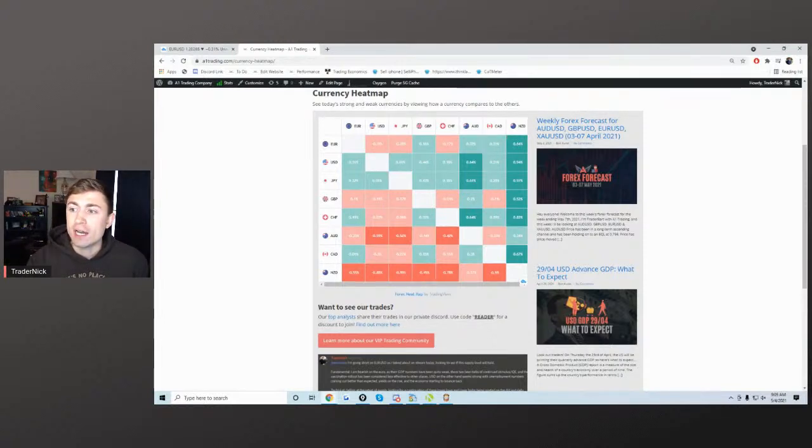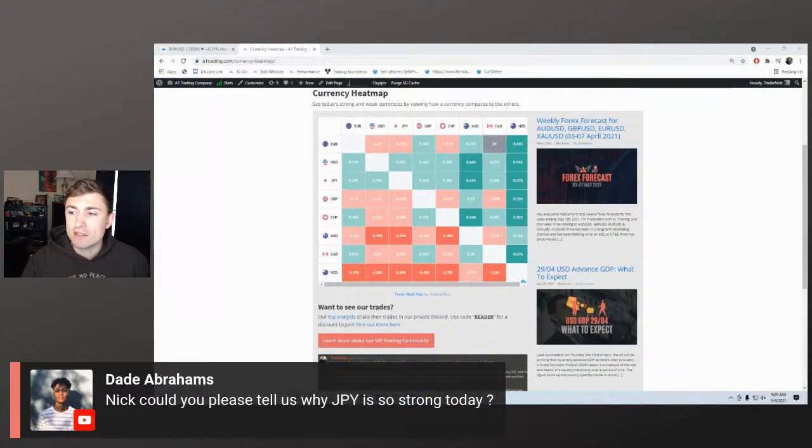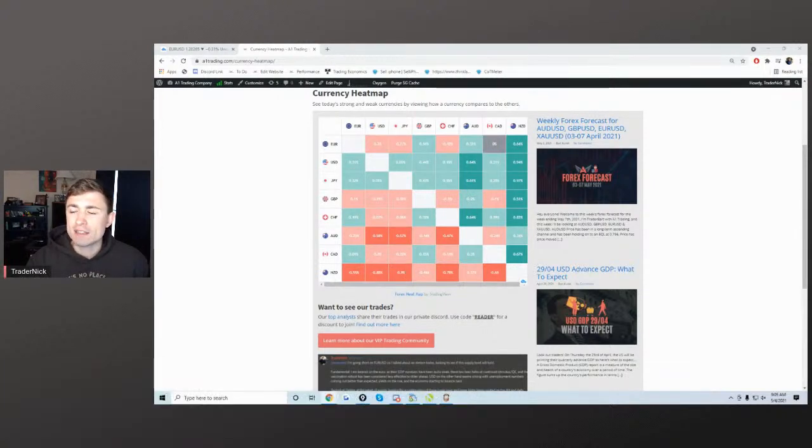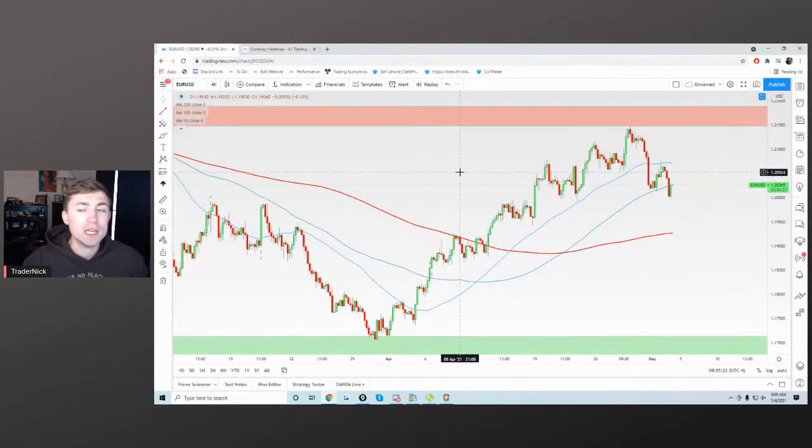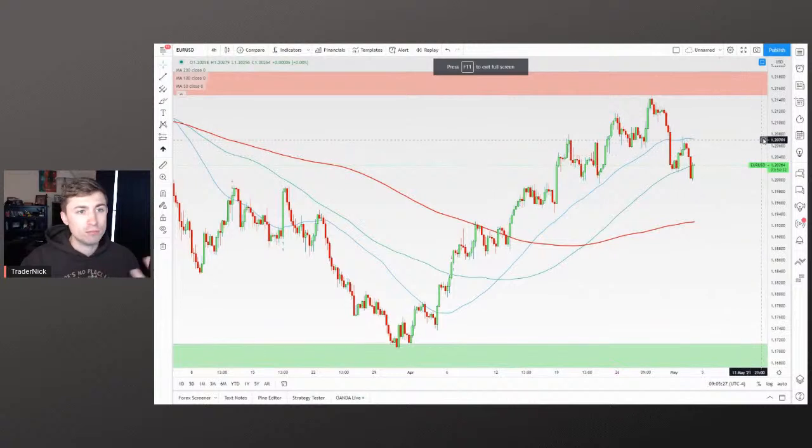Dade says, why is the yen so strong today? We'll have to go look at it. So a lot of times, the standard is usually you see yen strength happening when there's a little bit of concerns about the overall world.